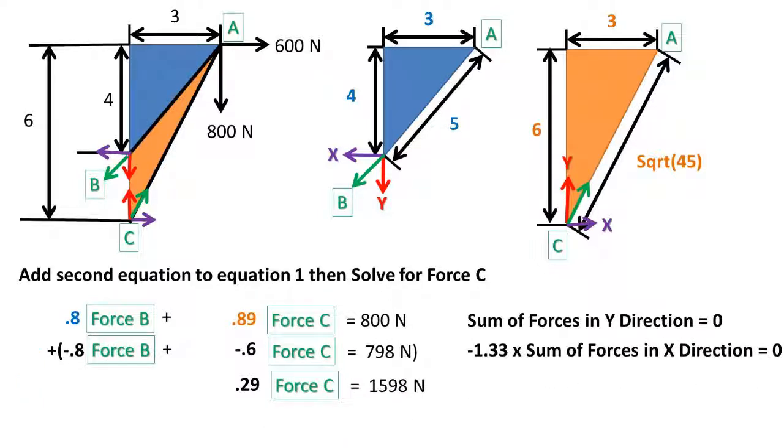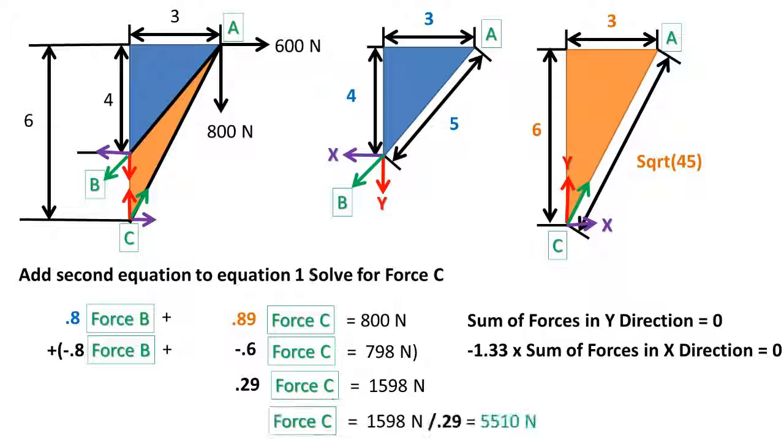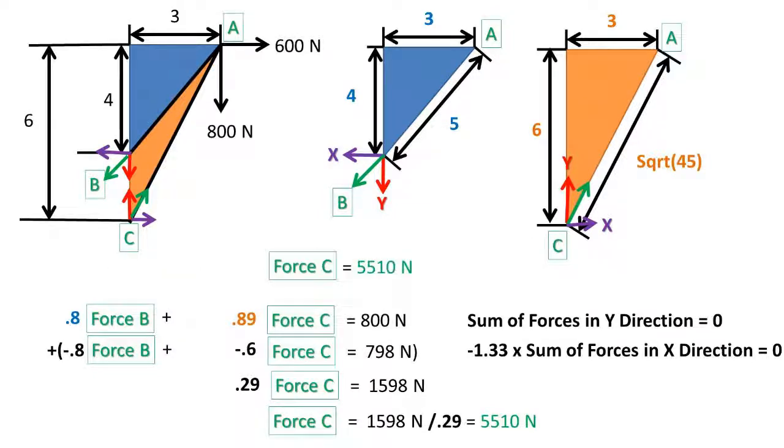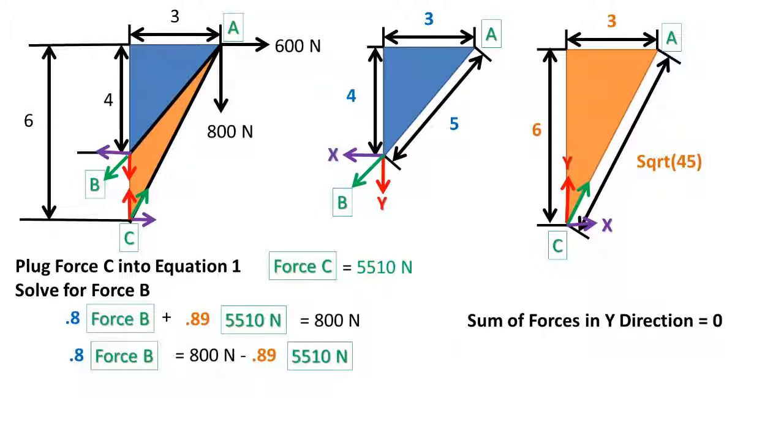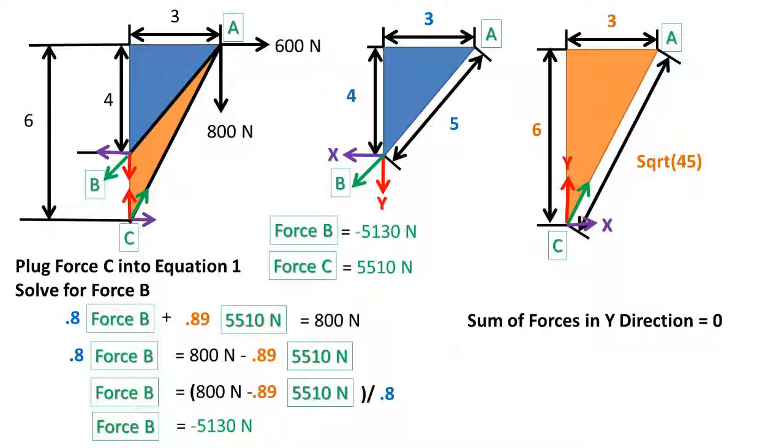Now we can add equation 1 to equation 2. We are left with 0.29 force C being equal to 1,598 newtons. Rearranging the formula to solve for force C, we get a force at C of 5,510 newtons. Now to solve for force B, we can plug in force C, what we've just found, into the first equation and solve for force B. Using the rules of algebra, when rearranging the formula, we get a force at B of negative 5,130 newtons.